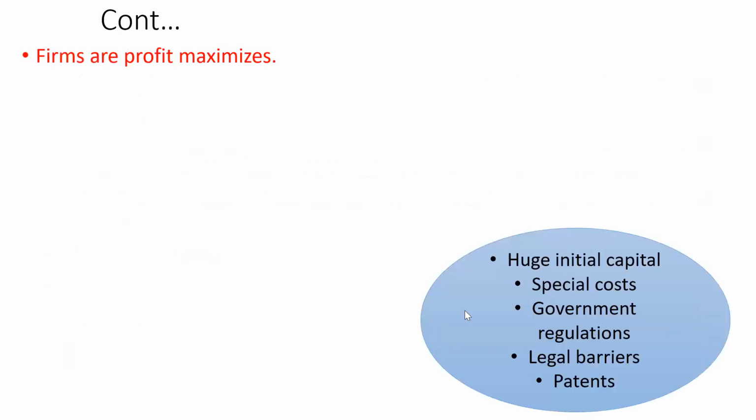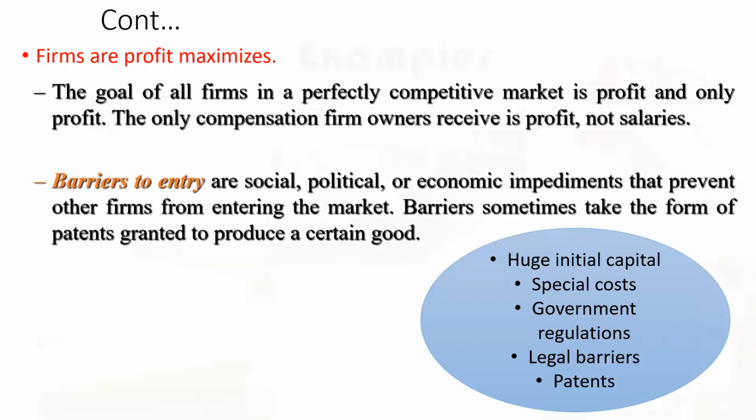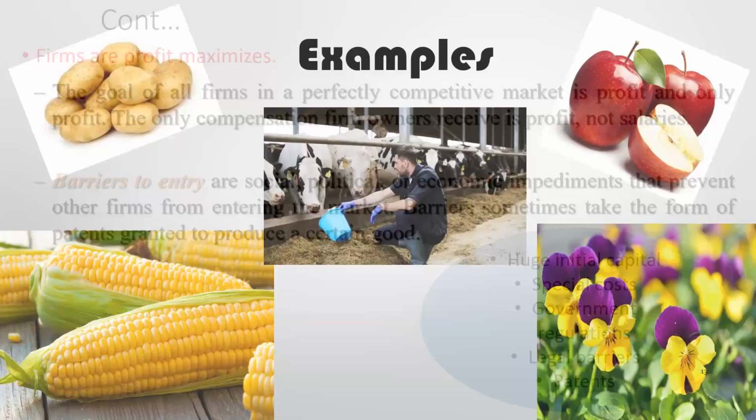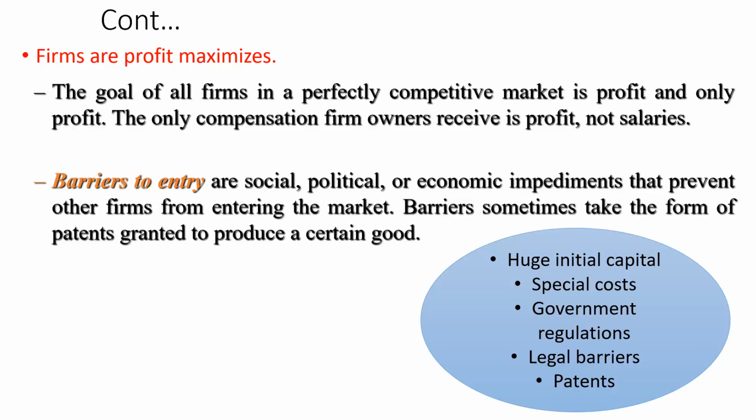Then the firms are profit maximizers. We know this is not common only to the perfectly competitive market structure, but to each and every market. Being rational producers, they all want to maximize their profit.